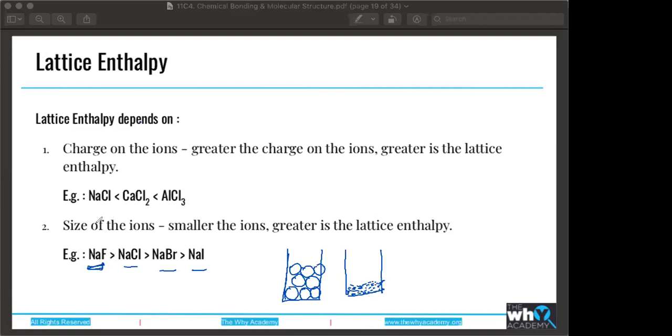So the smaller the size of the ions, the greater is the lattice enthalpy. And lattice enthalpy is also all about attraction, right? So the greater the charge, the greater is the lattice enthalpy, because the attraction will also be greater.